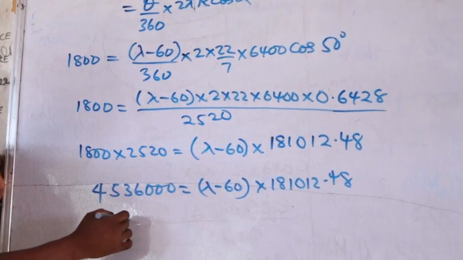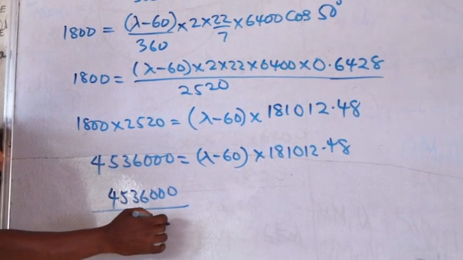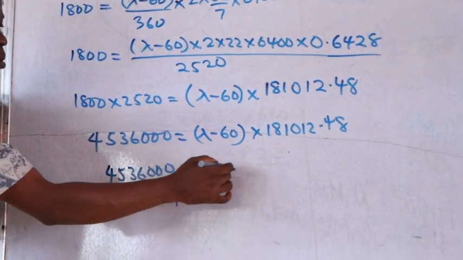Now we have 4,536,000 all over 181,012.48 is now equals to lambda minus 6.